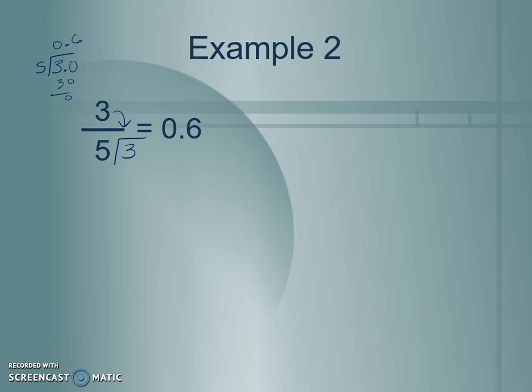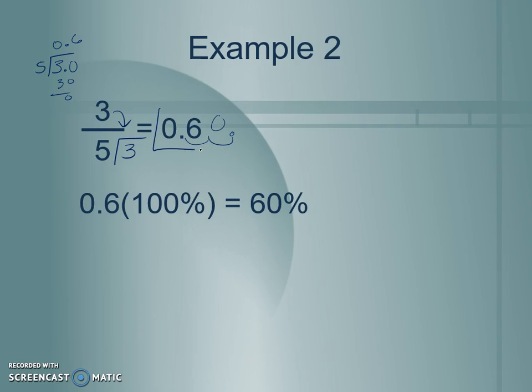And then to write this as a percent, we multiply it by 100%, or we can move our decimal place 2 places out to the right to get our percent. So it's 60%. So our decimal is 0.6, and our percent is 60%.